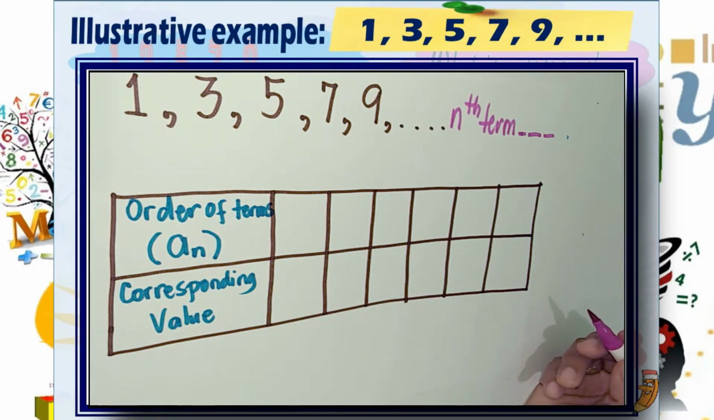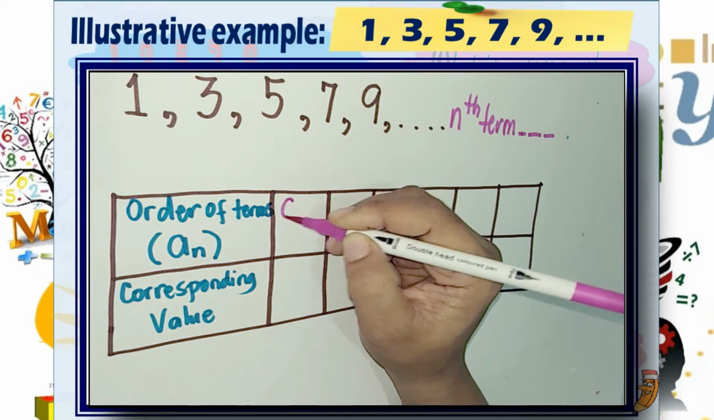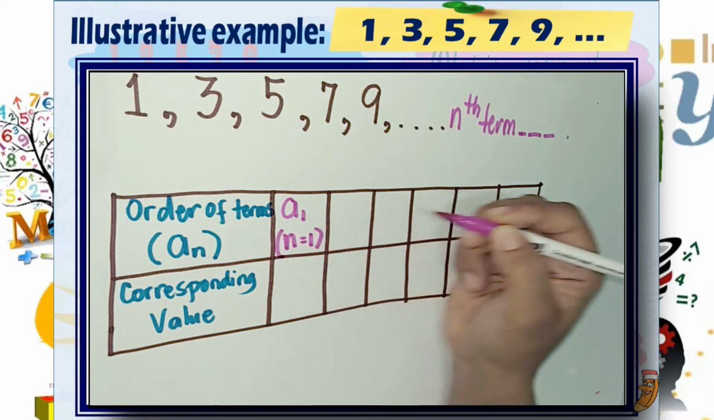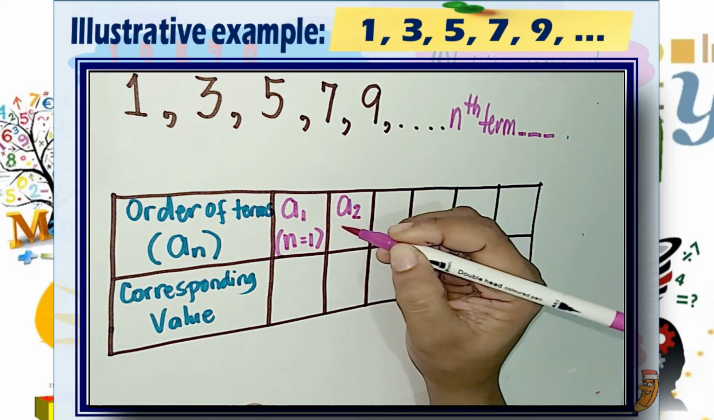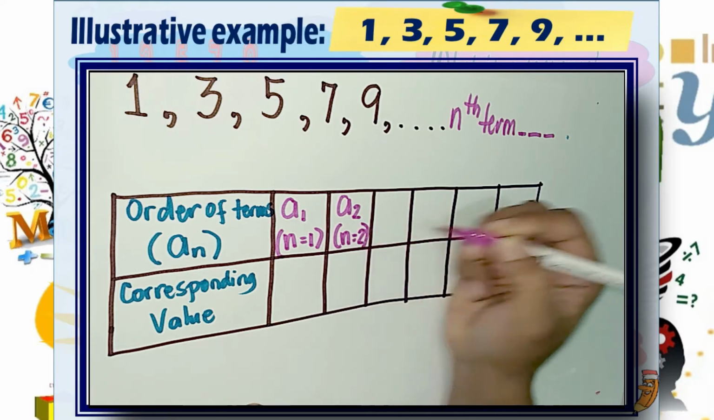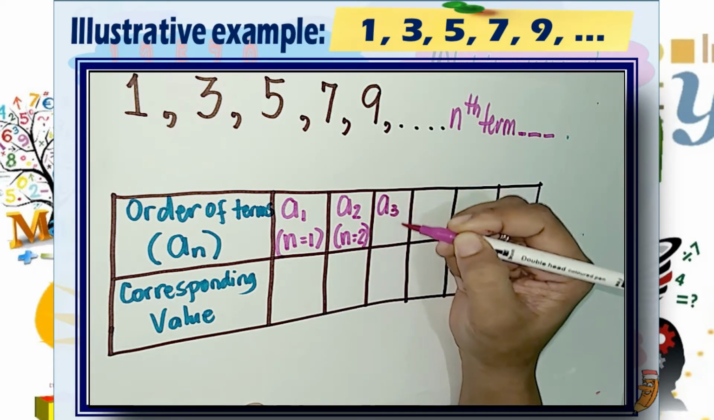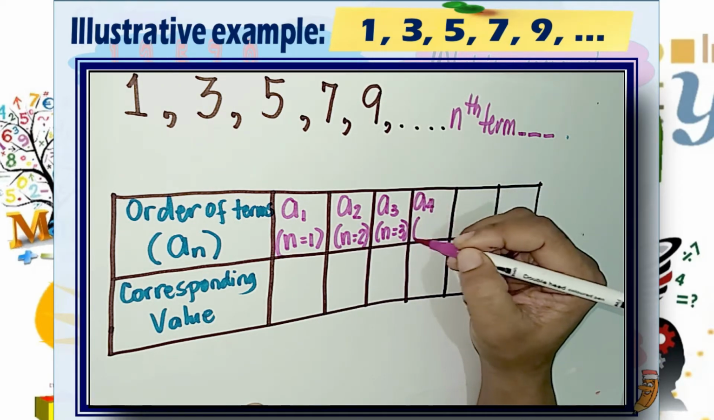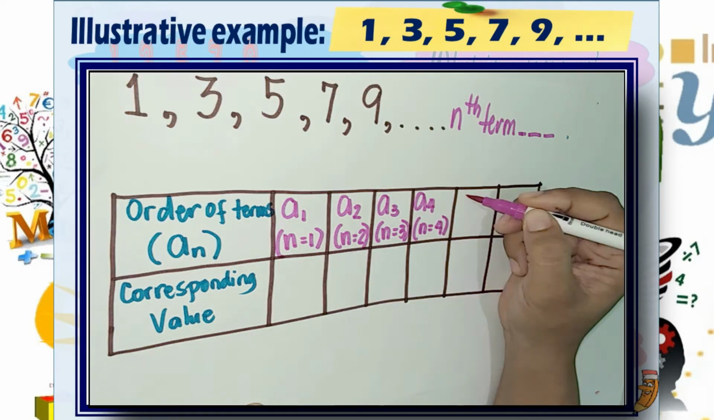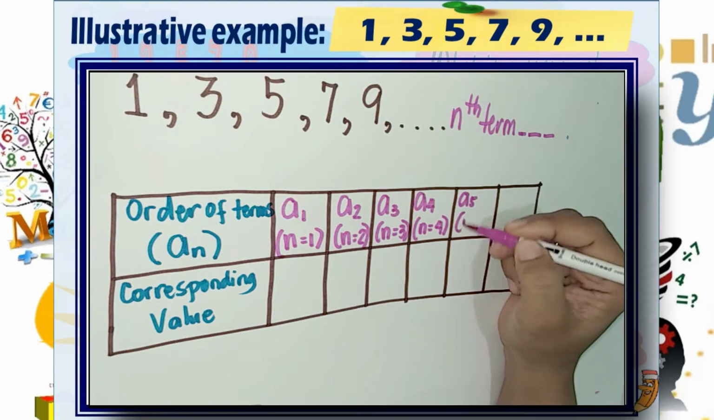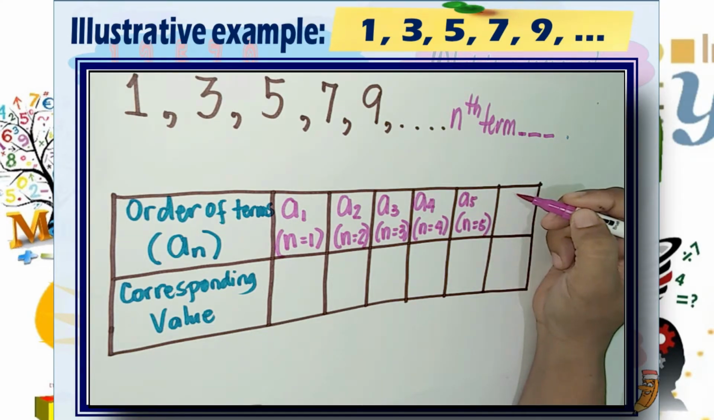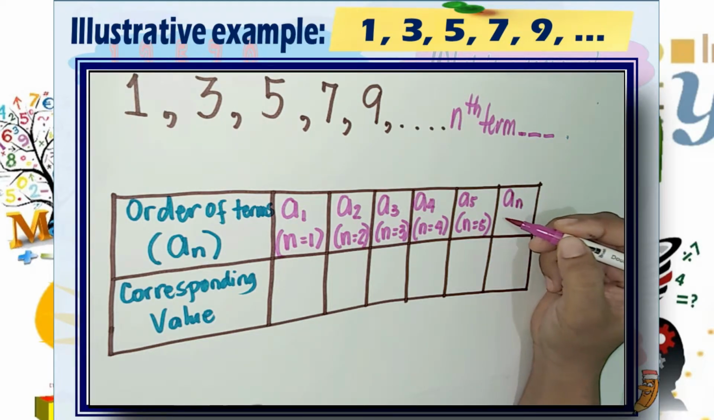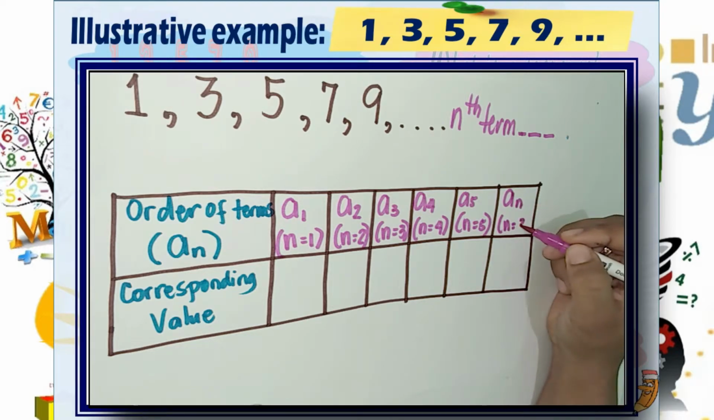For the order of terms, we have the first term, where n is 1. Second term, where n is 2. Third term, where n is 3. Fourth term, where n is 4. Fifth term, where n is 5. And for the last term, or nth term, where n is unknown.